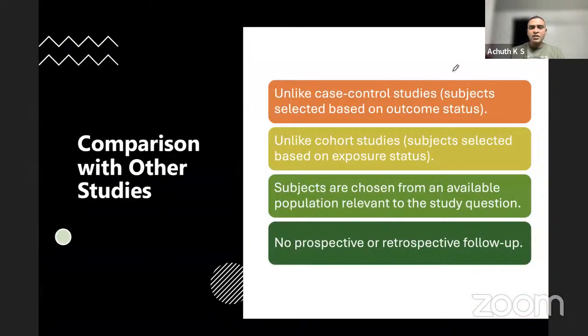Unlike case control studies, where subjects are selected on an outcome basis, outcome status, and cohort studies, where subjects are selected based on exposure status before the outcome happens, here subjects are chosen from an available population relevant to the study. In this, there is no prospective or retrospective follow-up. There's nothing called past and future. It is at that point of time.